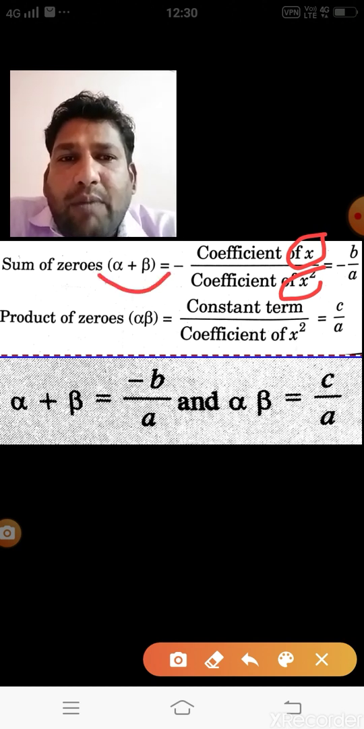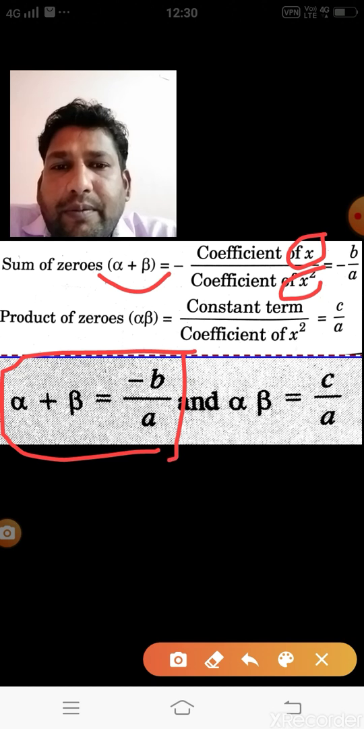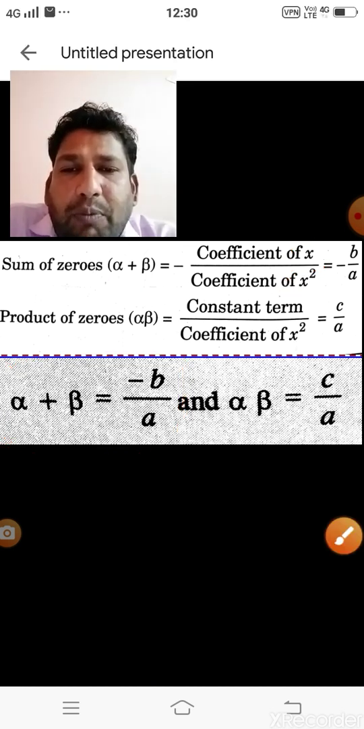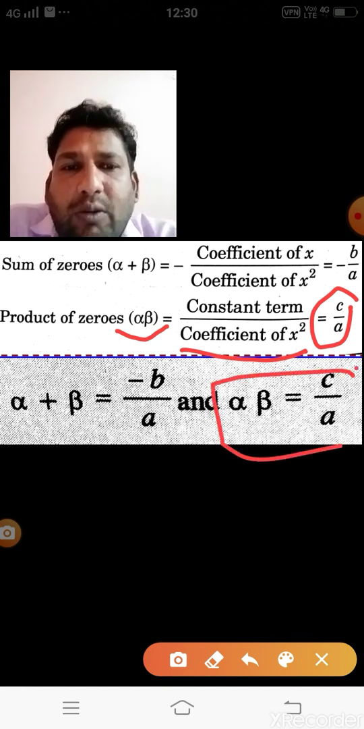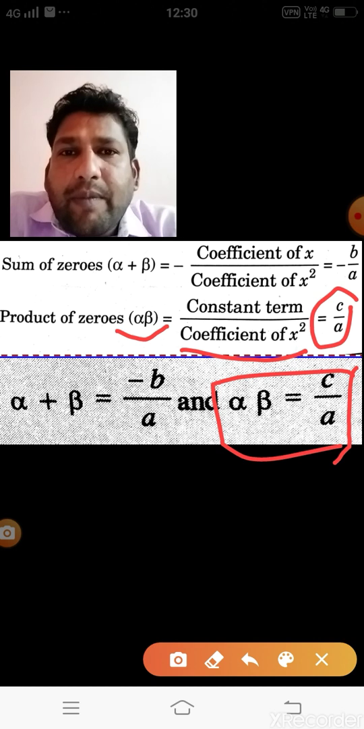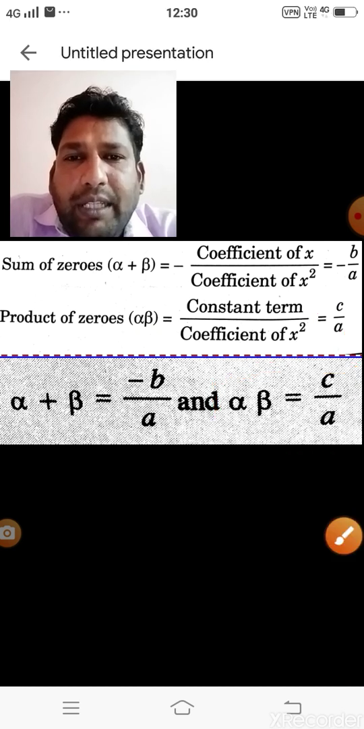Then the relation between the sum of zeros and the coefficients we are getting: alpha plus beta is equal to minus b upon a. The same for the product: the product of zeros alpha into beta is equal to c upon a, where c is the constant term and a is the coefficient of x square. So the sum of zeros alpha plus beta is minus b upon a, and the product of zeros alpha into beta is c upon a.